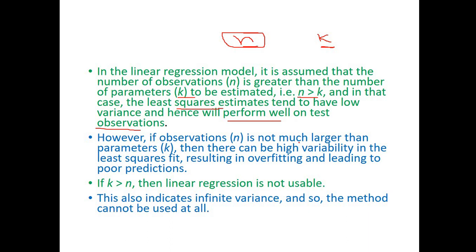However, if the number of observations n is not much larger than the number of parameters k, then there can be high variability in the least square fit, resulting in the overfitting problem, leading to poor predictions. That means if n is greater than k, we have correct predictions. If n is less than k, then the model cannot be properly trained, so it will give you poor predictions. If k is greater than n, then linear regression is said to be unstable. This also indicates infinite variance, so the method cannot be used at all.